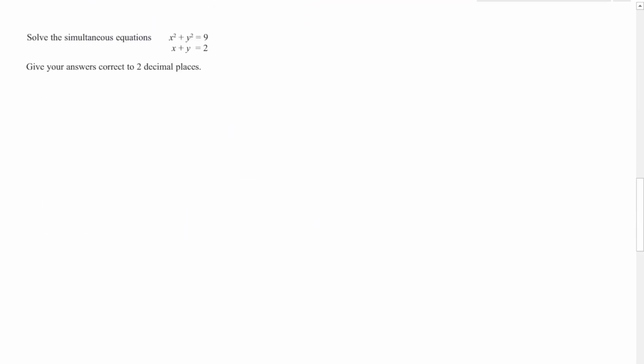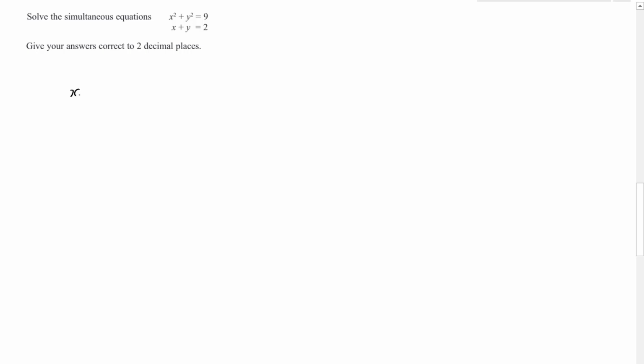Now let's go a little bit further and have a look at a quadratic equation. So this quadratic equation says that we have this equation of a circle again, x squared plus y squared is equal to 9, and x plus y is equal to 2. So what we did before is we rearranged this and we said that x is equal to something and then substituted x in. We're going to do that again. We could easily also rearrange for y and substitute y in if you so wish. It's really up to you which way around you want to do it.